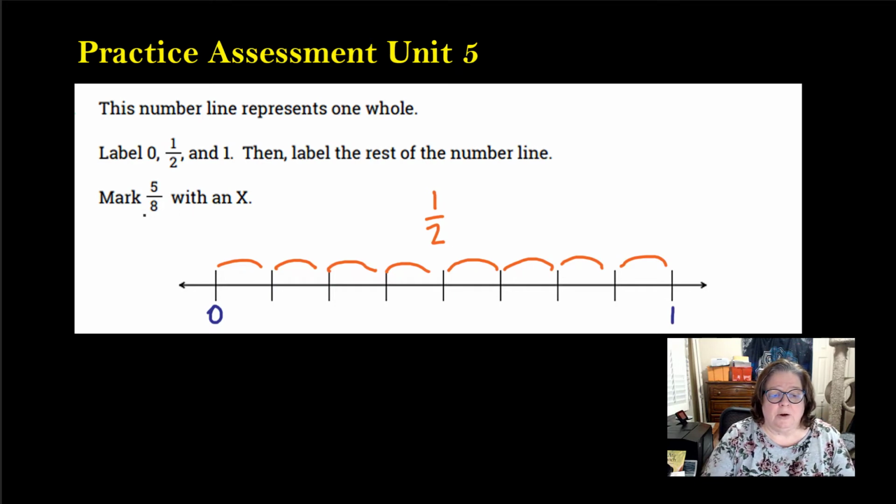Okay, now we want to mark 5/8 with an X. Well, we know that all of these are eighths. We can count up to 5. I'm going to do a different color just to make it a little bit more clear. 1/8, 2/8, 3/8, 4/8, 5/8. 5/8 would go right here, right there.